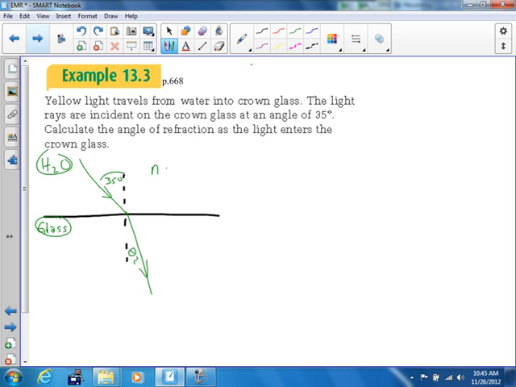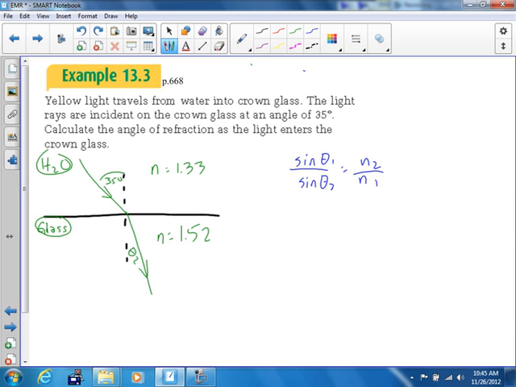We know that this is 1.33. This was, I think, 1.52. What two parts of that equation of Snell's law do you want to use? Sine theta 1 over sine theta 2, v1 over v2, lambda 1 over lambda 2, n2 over n1. Good. Let's say sine theta 1 over sine theta 2 equals n2, not n1, n2 over n1.